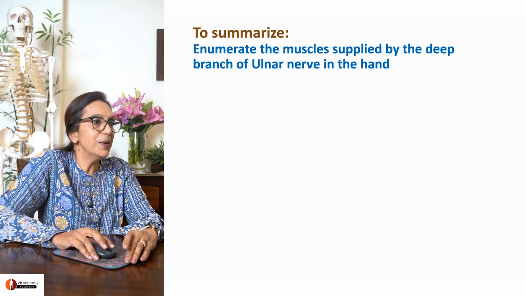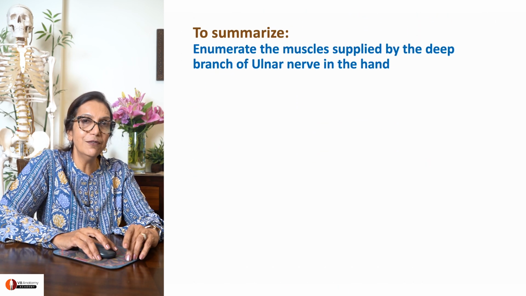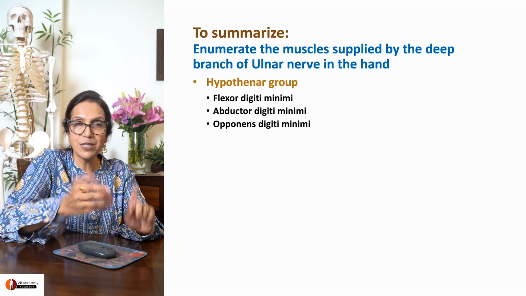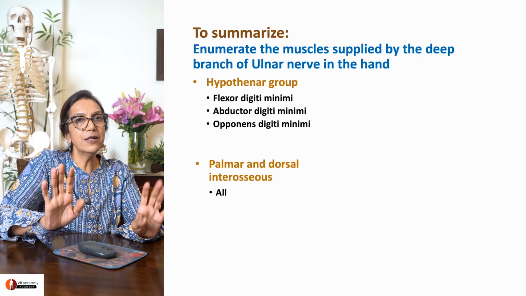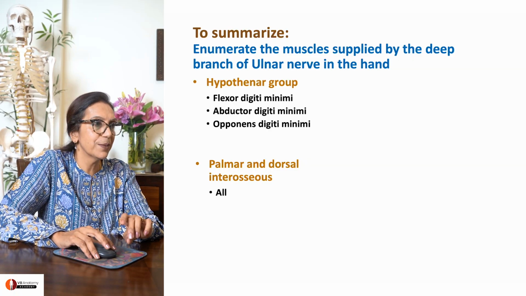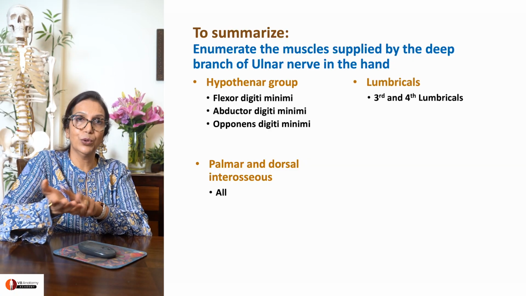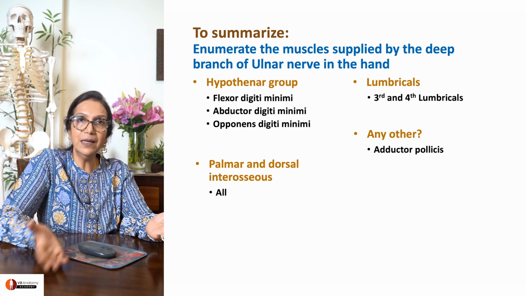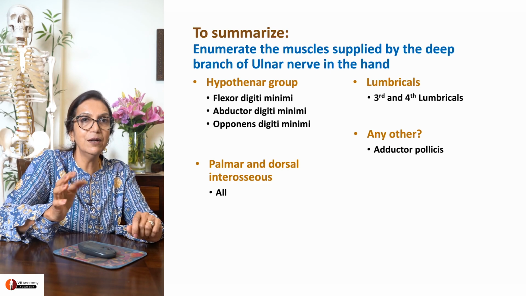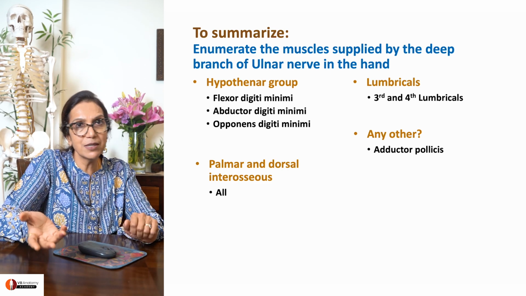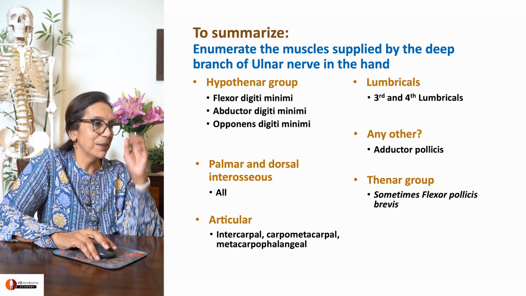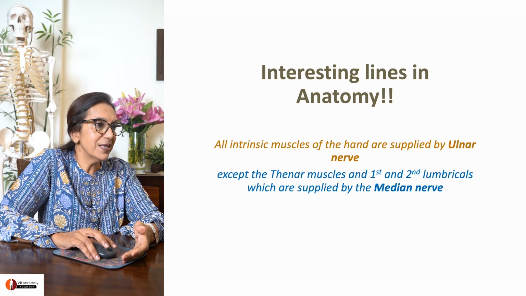So to summarize, enumerate the muscles supplied by the deep branch of the ulnar nerve. They are the hypothenar group: flexor digiti minimi, abductor digiti minimi, opponens digiti minimi. Okay, palmar and dorsal interossei, all the 4 palmar interossei, all the 4 dorsal interossei. Lumbricals 3rd and 4th. Okay, and any other? Adductor pollicis. So that leaves out all the muscles of the thenar which are supplied by the median nerve, and the first and second lumbricals which are also supplied by the median nerve. Sometimes flexor pollicis brevis is supplied by this. It gives articular twigs to the joints as well.